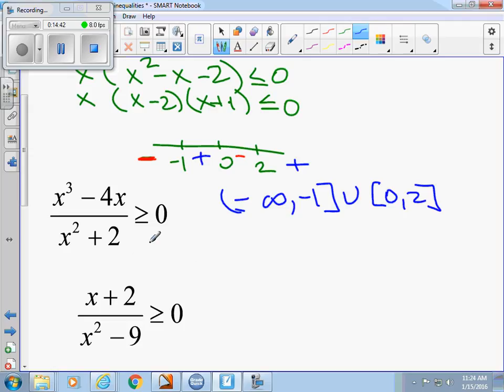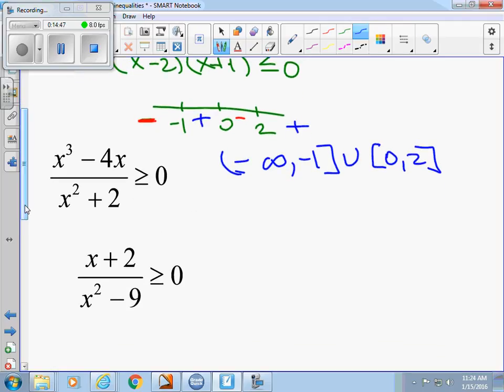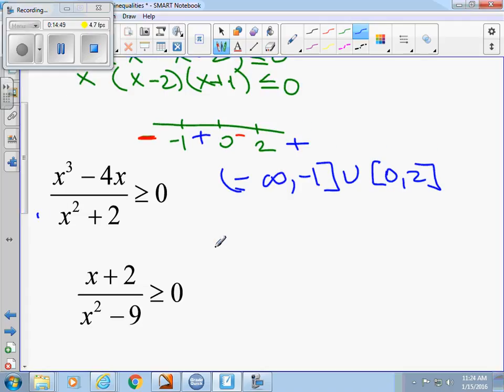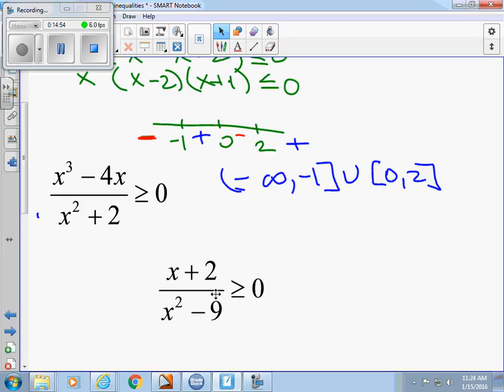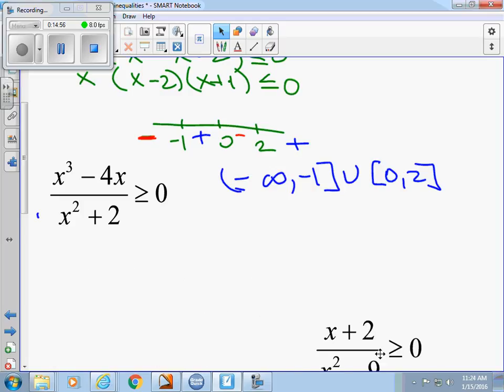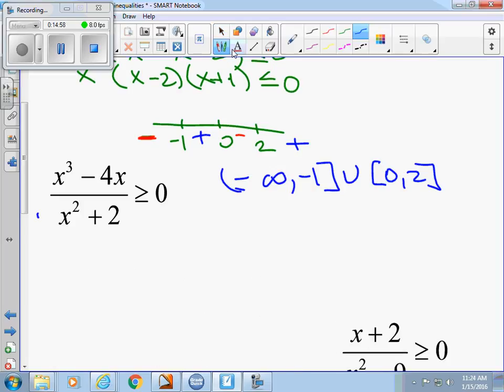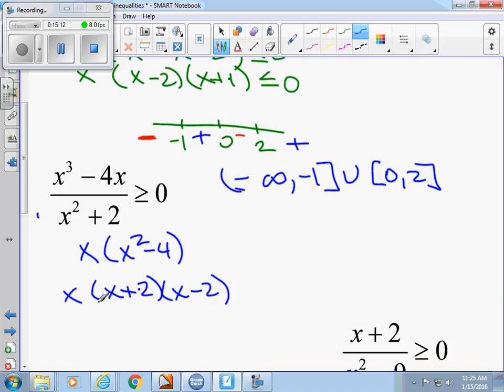Solve the rational function equal to 0. When do rational functions equal 0? We should be pretty good at that at this point. Numerator equals 0. When the numerator equals 0, right? So I'm going to factor x times x squared minus 4. Factor that one more time. I get x plus 2, x minus 2. Does the bottom factor? No.